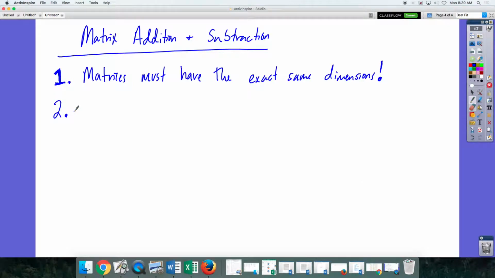Once you've got step 1 down, once you determine if they're the same, I move on to step 2. If they're not the same, the answer is undefined. It's that simple. If their rows and columns are not the same, it's undefined. If they are the same, I'll move to number 2. And number 2 is just add or subtract, whatever the problem is.